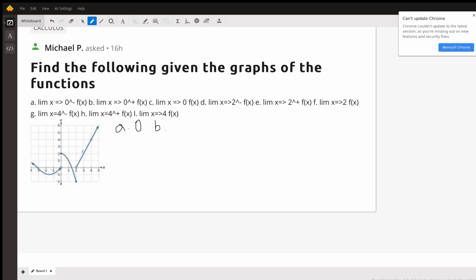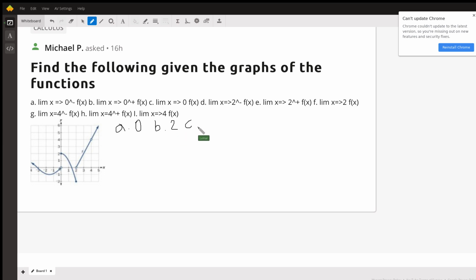For B, we have x coming to 0 from the right side. As x comes to 0 on the x-axis, we see that the y value is actually 2. So it's different from the first answer. It'll be 2.